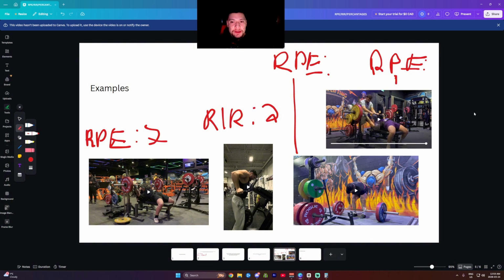So for this one, actually, I was supposed to pause a little longer on the bottom part. You can see that I didn't pause long enough on the bottom. But this is an RPE 9. I would give this a 9 because if I really wanted to, I could have done one more touch and go. But after that, no go. It ain't coming up. It's staying on my chest. So that would be an RPE 9 for sure. It wouldn't be an 8 or a 7 because I don't think I could have done two more, three more, especially when I'm doing 440 pounds.